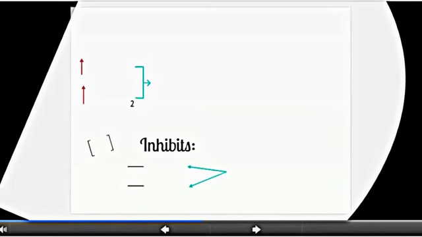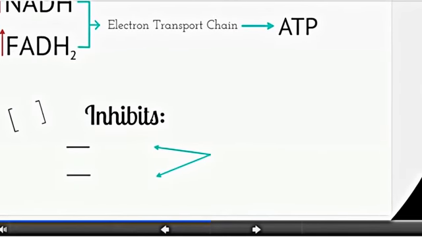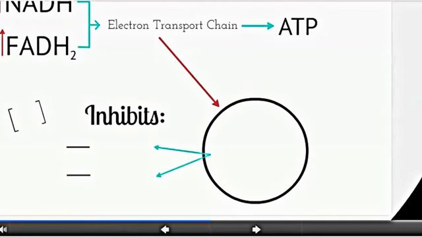The increased oxidation of glucose and lipids provides excess electron donors, NADH and FADH2, for the mitochondrial membrane's electron transport chain to undergo oxidative phosphorylation and generate the cell's energy currency, adenosine triphosphate. In order for ATP generation to remain constant, electrons are leaked from various complexes in the electron transport chain, donating their electrons to molecular oxygen, and thereby generating reactive oxygen species.